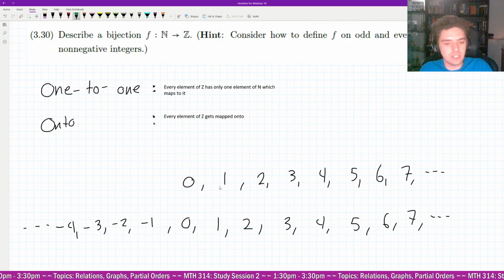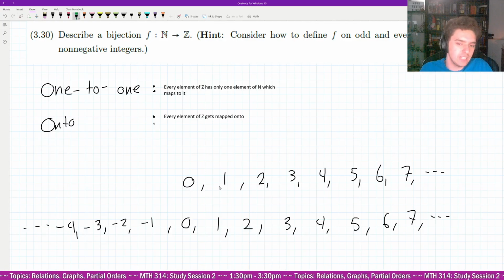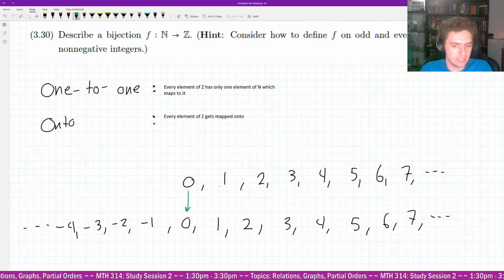I mean, if you have a bijection, I have a kind of a feeling that 0 would have to map to 0. This is how I kind of dealt with it. 0 would have to map to 0, right?